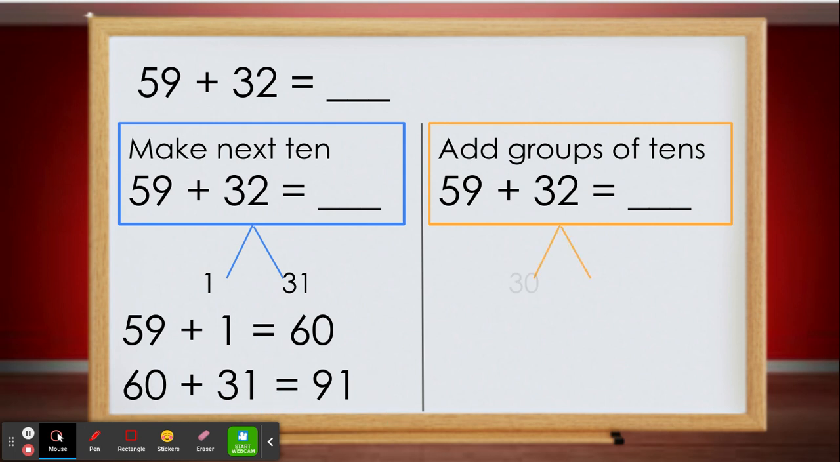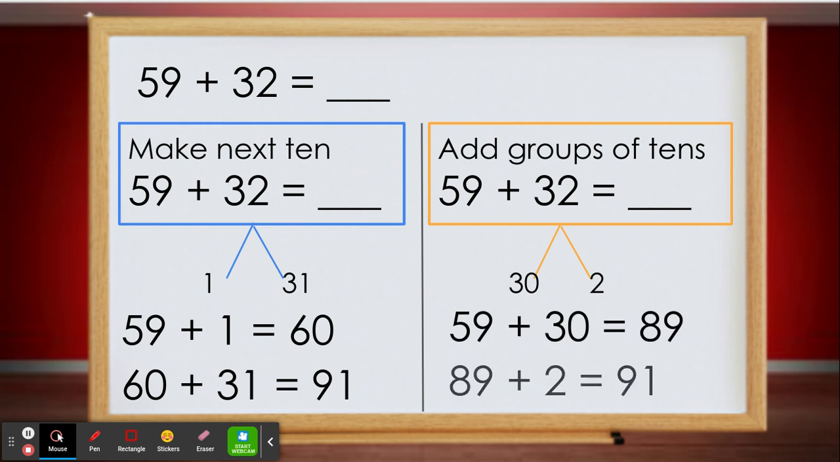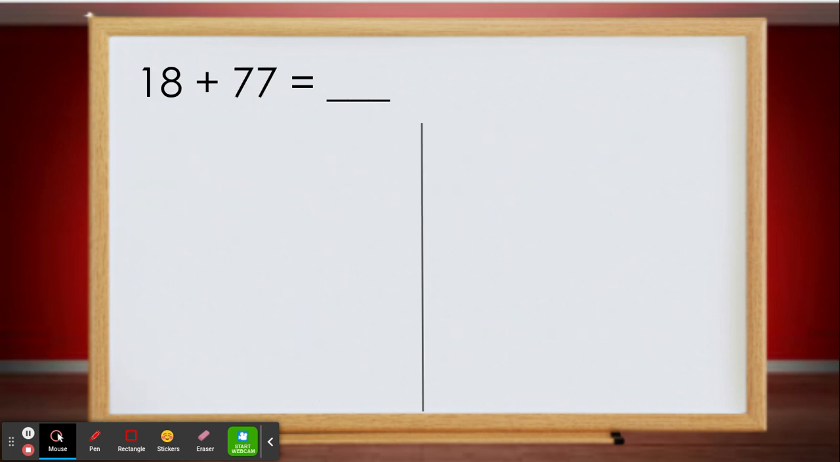For the add groups of 10, same concept. 59 plus 30 is 89. And I'm going to add the 2 that's left over, hop over 89, 90, and 91. I think you're getting the gist of this. Let's try one last one. 18 plus 77.